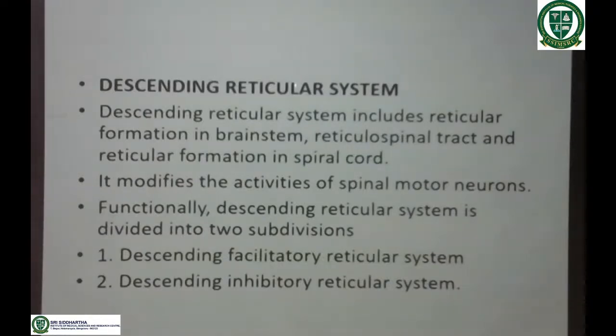Next, coming to the descending reticular system. The descending reticular system includes the reticular formation in the brainstem, the reticulospinal tract and the reticular formation in the spinal cord. It modifies the activities of the spinal motor neurons. Functionally, this descending tract is divided into two subdivisions. One is the descending facilitatory reticular system. Second is the descending inhibitory reticular system.